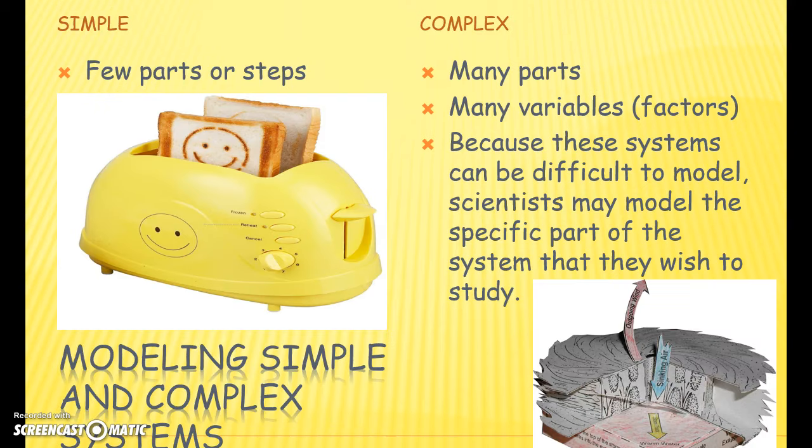A simple model has few parts or steps. Toasting bread is a simple system. A complex system is different. There are many parts and many variables. So when we talk about complex systems, we generally don't look at the whole picture.